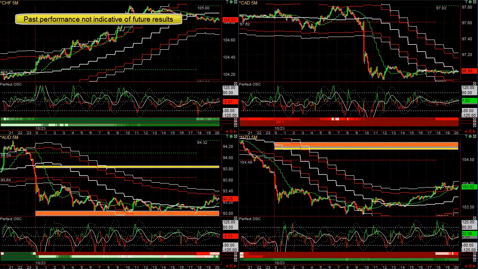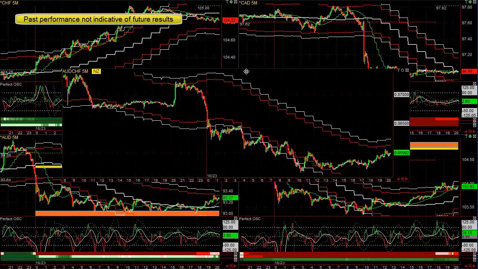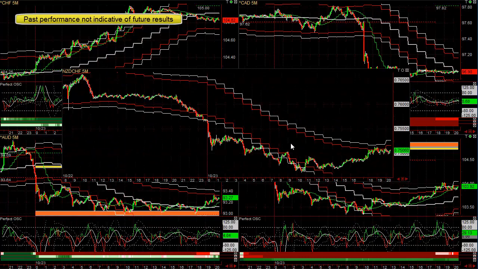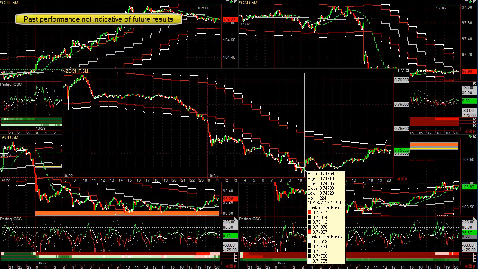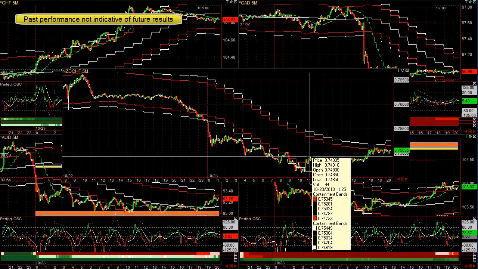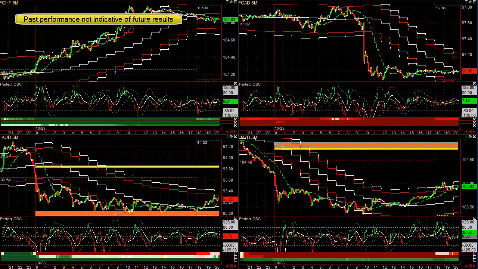11 o'clock, the Swiss is up too much. So you could look for a New Zealand Swiss buy at 11 o'clock. It's very likely to get a little bit of a bounce. And you can see it did. It went from 74, maybe 70, all the way up to 93, a 23 pip move right then.